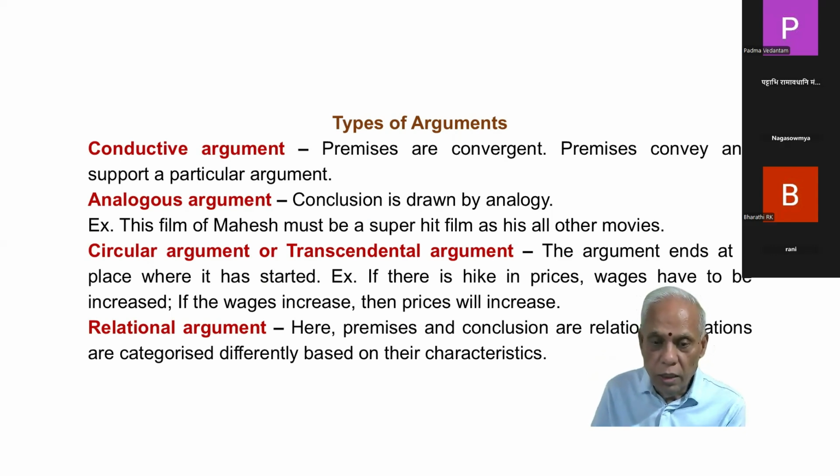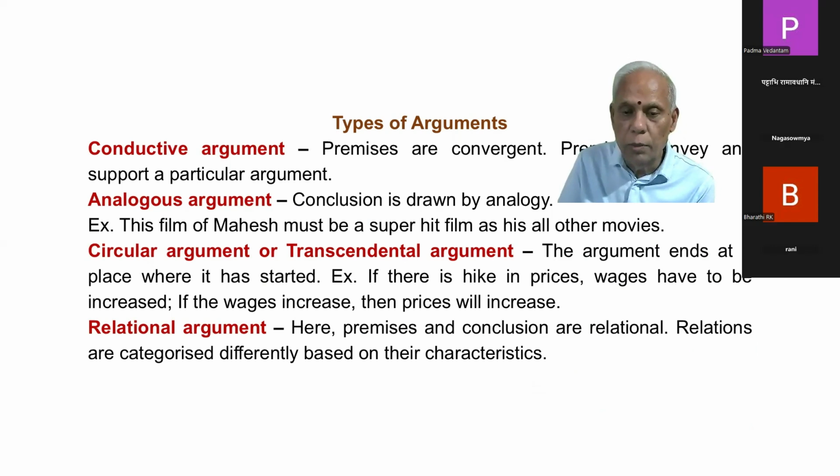So if there is a hike in prices, wages have to be increased. If wages increase, then prices will increase. We come to the first point. Because the prices increased, we have to hike the wages. So we come to the starting point where we have started. So this is what is called a circular argument or a transcendental argument. Then the other one is relational argument.